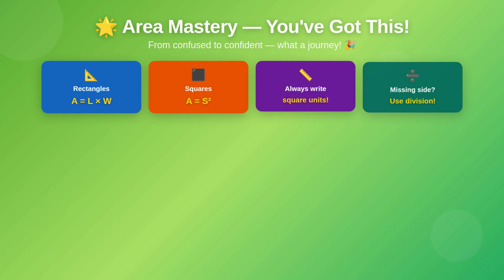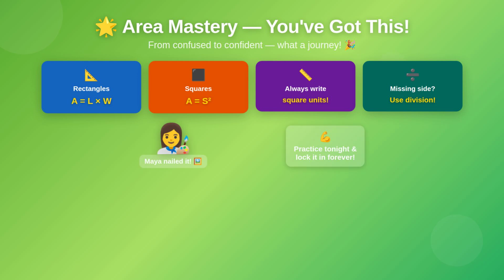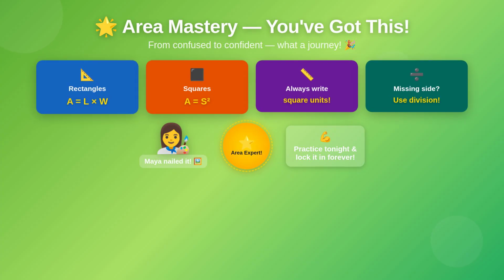Remember when Maya was staring at that wall with no idea what to do? Now she can calculate the area of any rectangle or square in seconds, and so can you. Let's recap. Area equals length times width for rectangles. For squares, it's side squared. Always include your square units. And if you know the area and one side, divide to find the other. Maya finished her mural measurement and nailed her math homework. That's exactly the journey you just took. Practice a few problems tonight and you'll have this locked in forever.